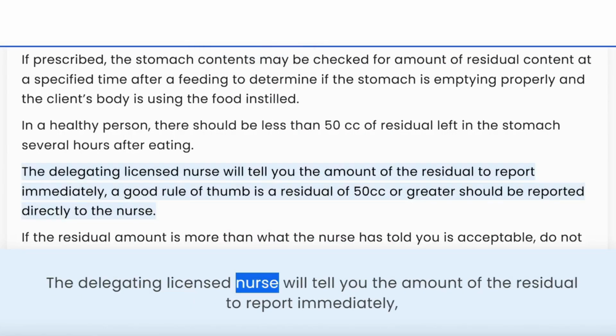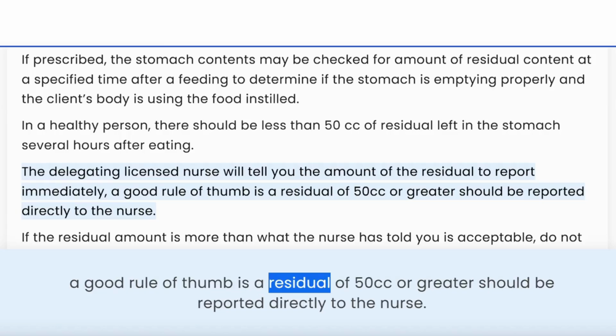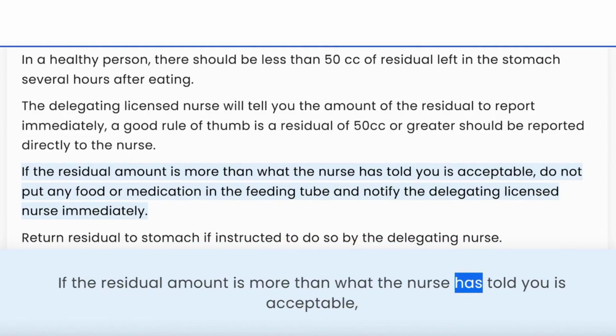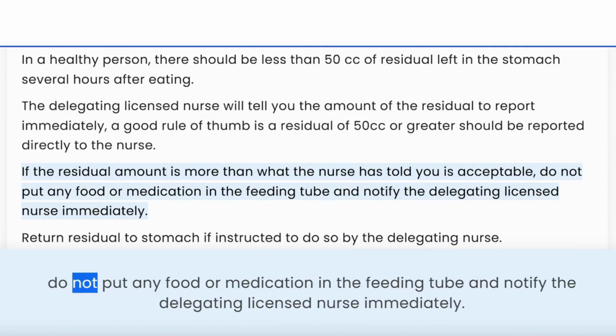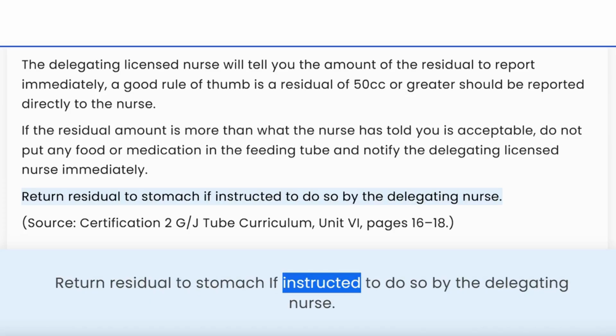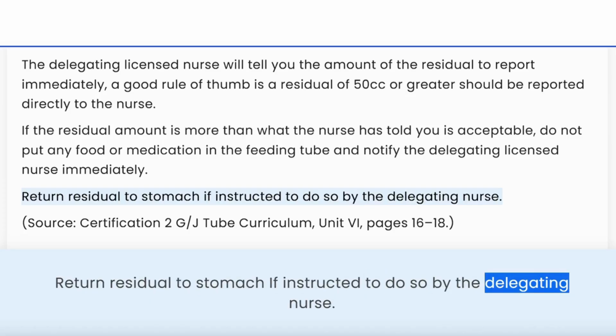The delegating licensed nurse will tell you the amount of the residual to report immediately. A good rule of thumb is a residual of 50 cubic centimeters or greater should be reported directly to the nurse. If the residual amount is more than what the nurse has told you is acceptable, do not put any food or medication in the feeding tube and notify the delegating licensed nurse immediately. Return residual to stomach if instructed to do so by the delegating nurse.